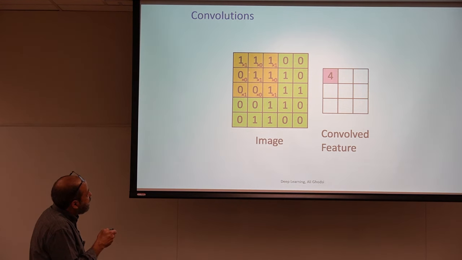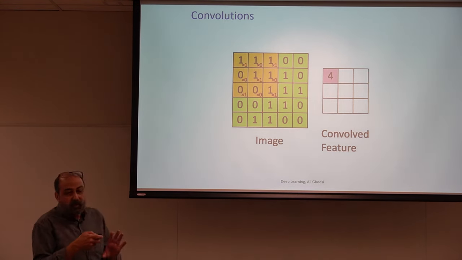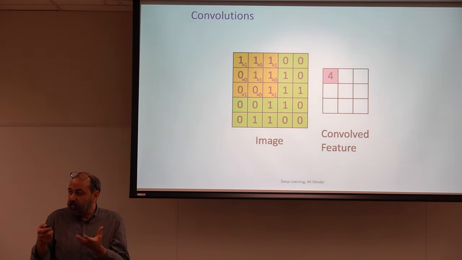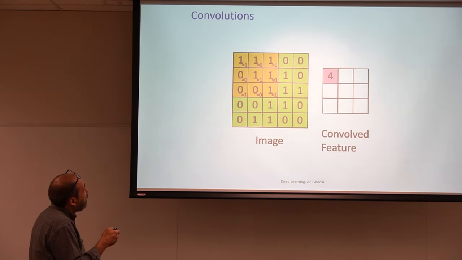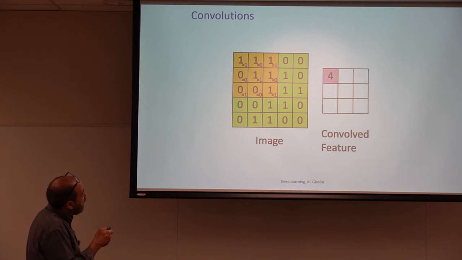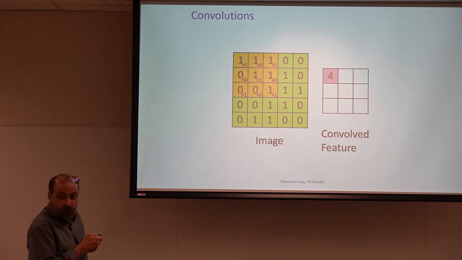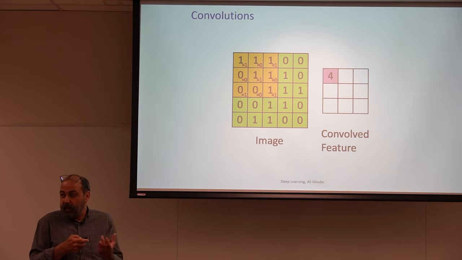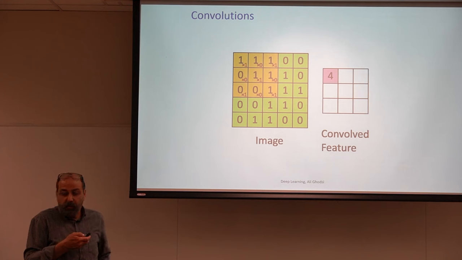I represent these kernels in red. The kernel is 101010. I assume that the kernel is known, but in fact, you have to learn this kernel. Convolving this kernel with the image means that I multiply the kernel by the pixel values: 1 times 1, 0 times 1, 1 times 1, 0 times 0, 1, 1, and then sum them up. That's going to be 4. This is the convolution of this kernel with this image.